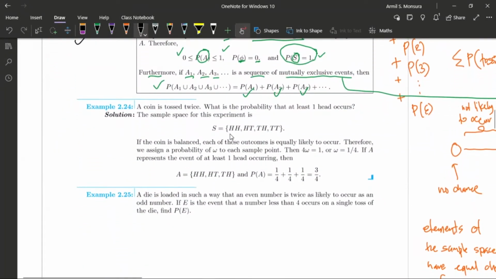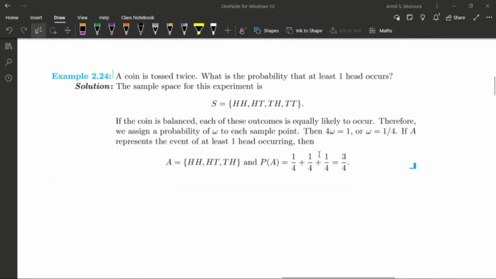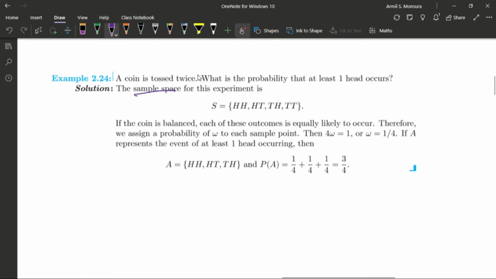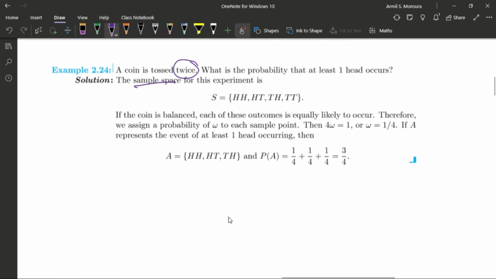Now, let's take a look at some of the examples. A coin is tossed twice. What is the probability that at least one head occurs? So, again, kung i-review natin yung pagkuha ng sample space para sa isang experiment, pwede tayong gumamit ng tree diagram. So, kung twice yung itotoss ang isang coin, then sa unang toss, it's either a head or a tail ang lalabas.